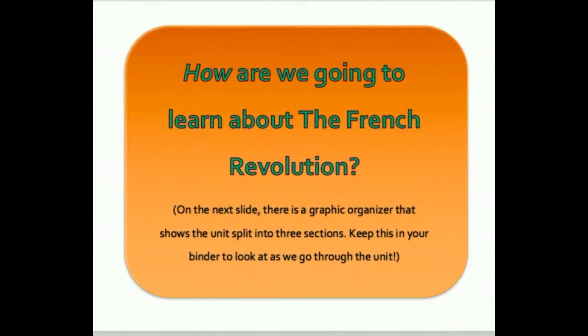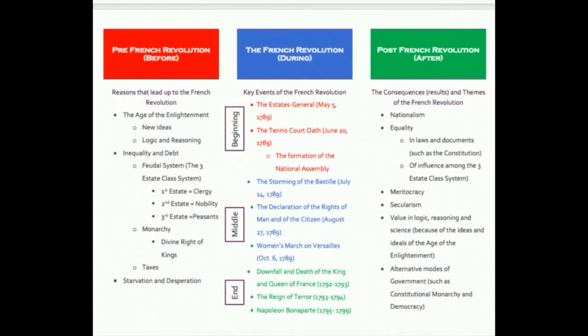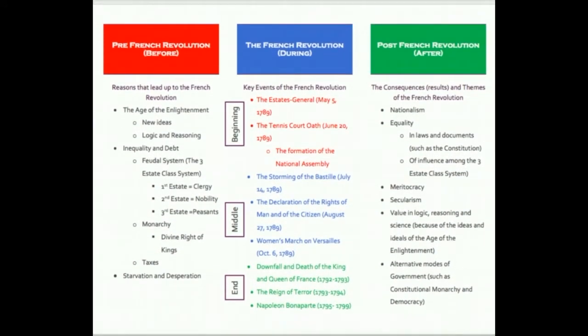To help visualize and guide us through the French Revolution, I have created a graphic organizer which you can look at as we go through this unit. In this graphic organizer, I have split the French Revolution into 3 sections: pre-French Revolution, which will look at events leading up to the French Revolution; the French Revolution itself, which will look at events happening during the Revolution; and post-French Revolution, which will look at the consequences and major themes that resulted from the French Revolution.